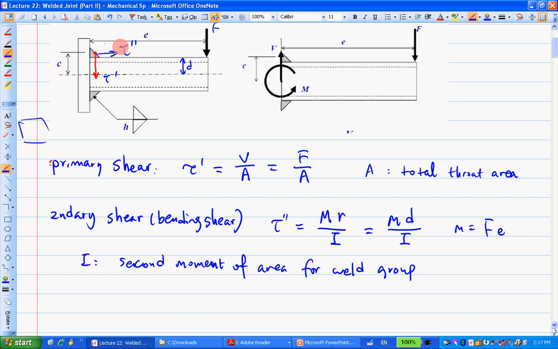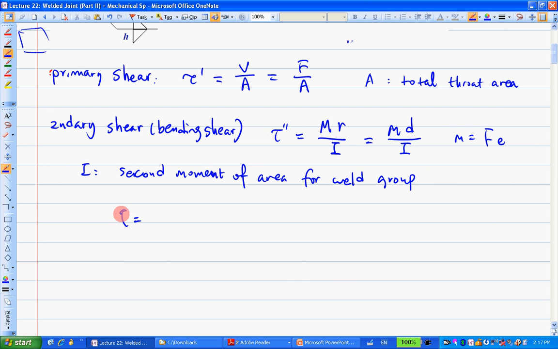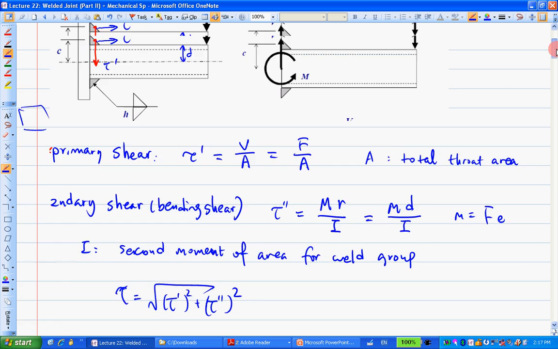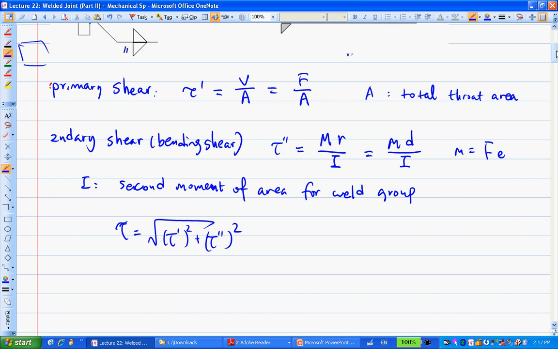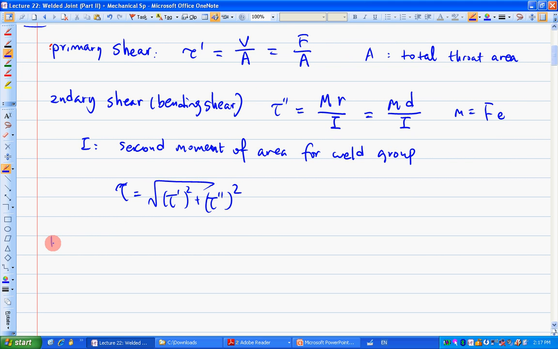Once you have tau prime and tau double prime, for this case they are always perpendicular to each other. Then the combined shear stress, which is the resultant shear stress, is going to be tau equal to the square root of tau prime squared plus tau double prime squared, right? So that's the idea of how you would find the shear stress in the weld group when the F is out of plane with the weld group. So now the question is how to find I.